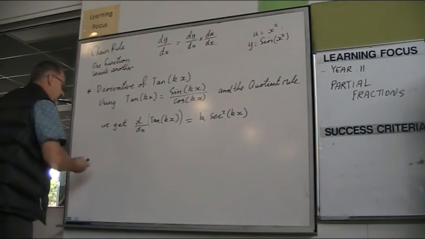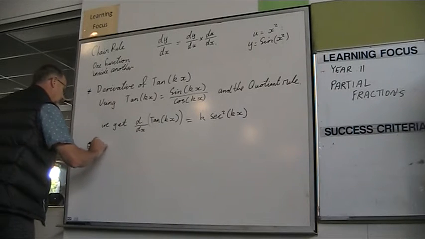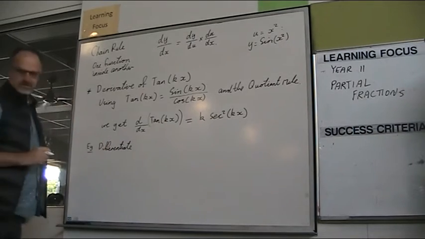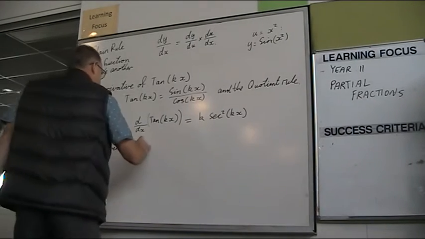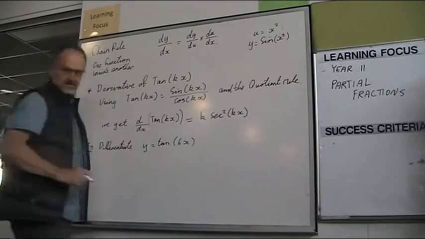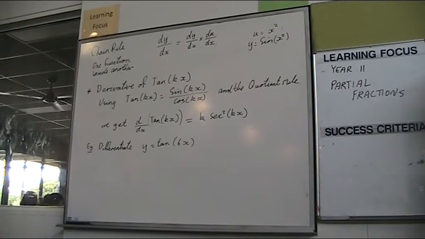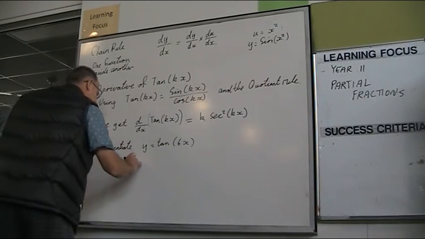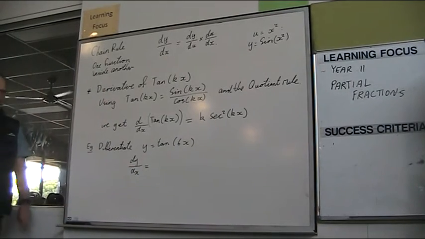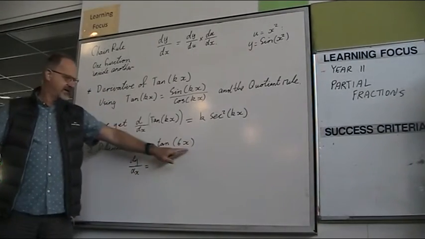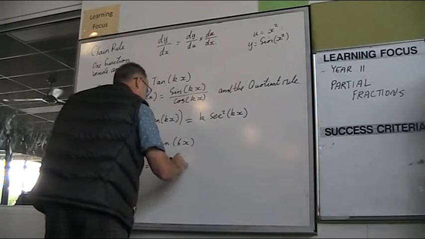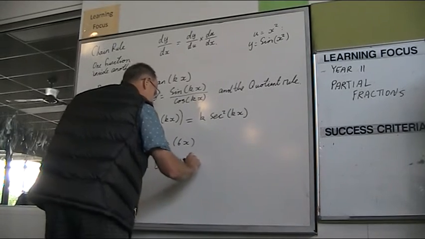All right, so the first example then. We're going to differentiate y equals tan of 6x. If we follow that pattern, dy/dx would be, the pattern says that your constant comes out the front, 6 lots of sec squared 6x.